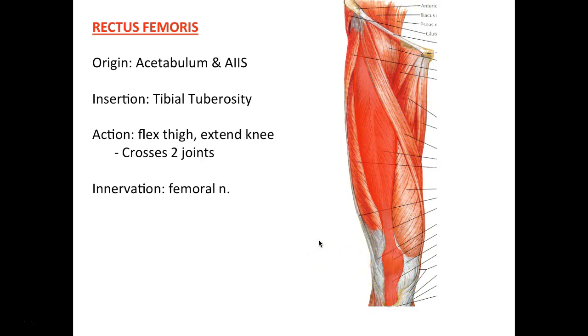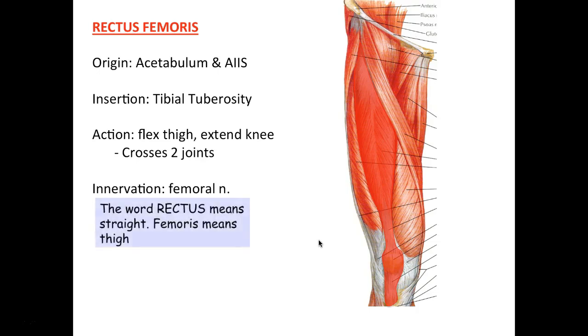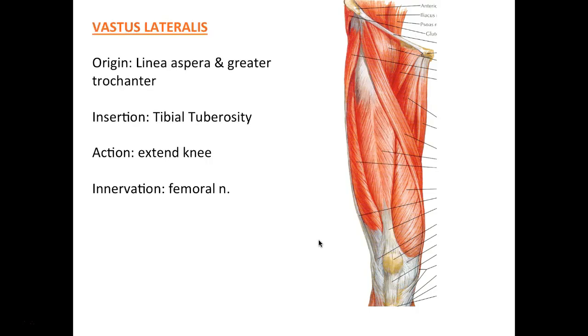Now the action of this, because it's crossing two joints, your hip joint and your knee joint, is going to flex the thigh as well as extend your knee, or extend your leg. And the innervation is femoral nerve. And I mentioned this in class, but rectus means straight and femoris means thigh.